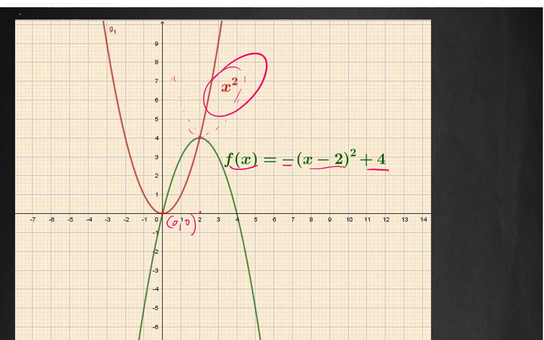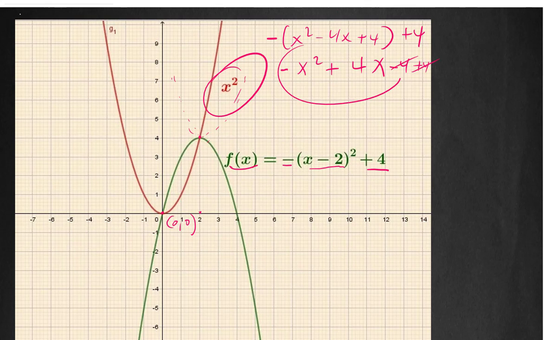If you look at the actual equation of this one, it is minus x squared plus 4x minus 4 plus 4. See this? This is the one we should be ending up with. Okay? So now we have seen all these possibilities.